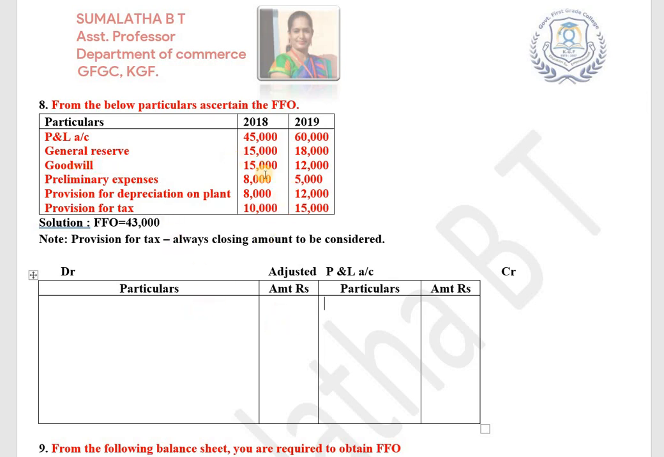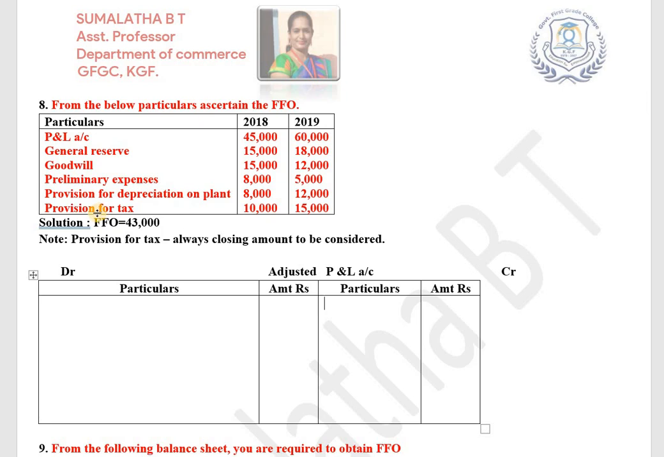And goodwill also there is a decrease over here. Last time 15, now the goodwill return of values ಕಡಿಮೆ ಆಗಿದೆ ಅಂತ ಹೇಳಿ. So ಎಷ್ಟು ಕಡಿಮೆ ಆಗಿದೆ? 3,000 ಕಡಿಮೆ ಆಗಿದೆ. Preliminary expenses again decrease with the preliminary expenses 3,000. Provision for depreciation of plant, again it is more depreciation, obviously every year it goes increasing. So ಇಲ್ಲಿ ಮತ್ತೆ 4,000 difference ತೋರಿಸುತ್ತೆ.